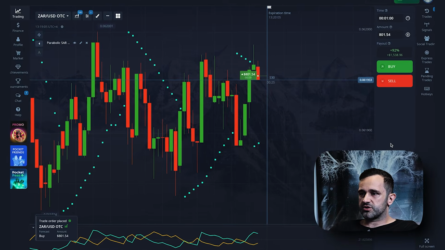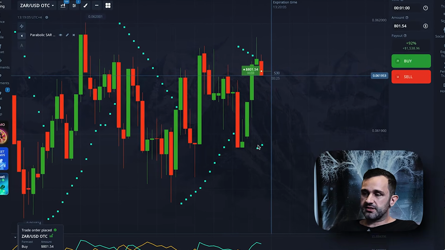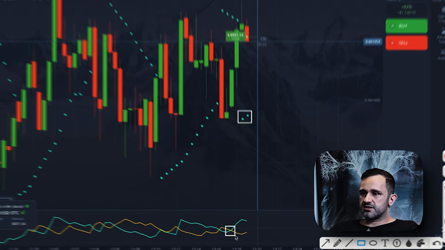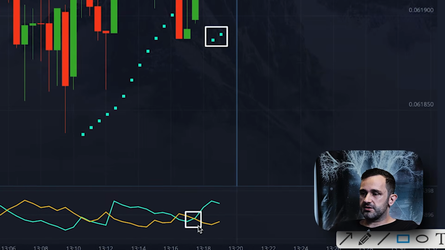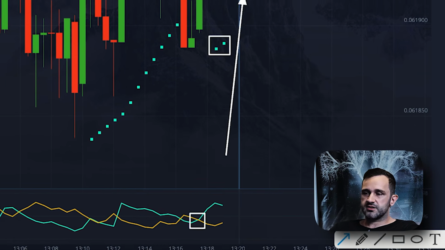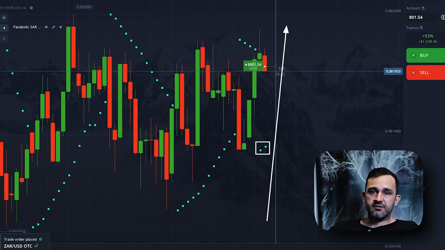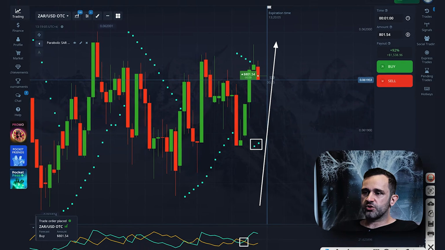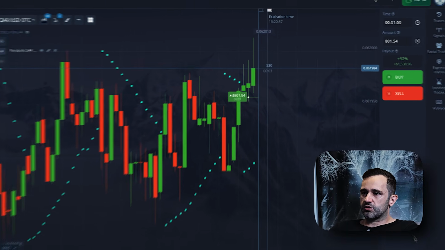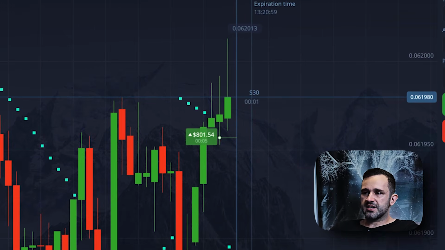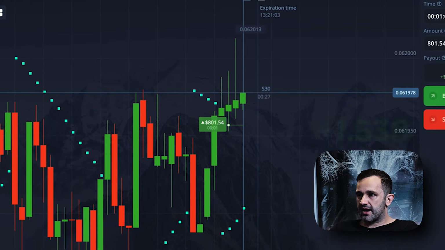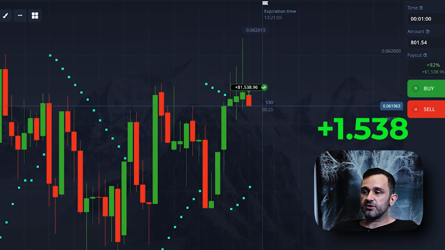Parabolic SAR shows dots below the candlesticks, indicating a shift toward upward movement and support forming below. On ADX, DI plus is above DI minus, meaning buyers are stronger than sellers. Now looking at the candlesticks. After a local decline, a strong green candlestick appears, pushing the price upward and showing buyer activity. The trade looks logical because several indicators show that sellers have weakened and buyers are taking control. Waiting for the close, and I get plus $1,538.